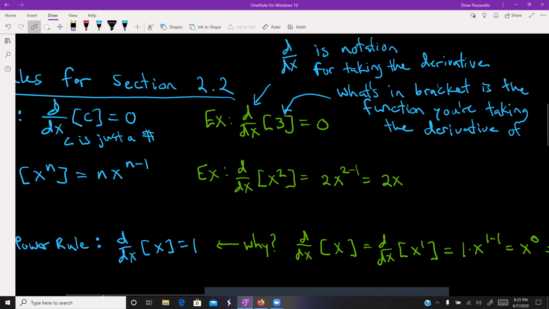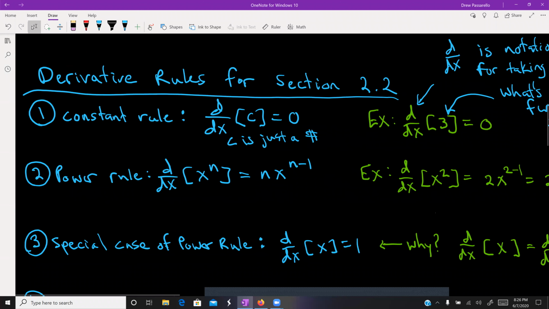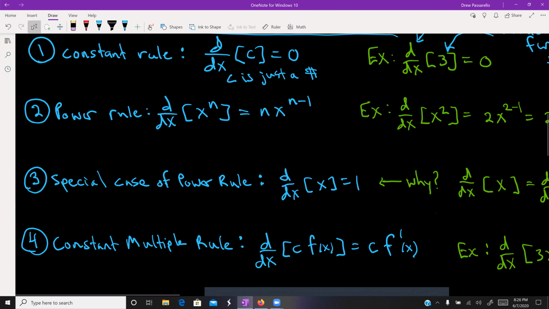For example, if I took the derivative of x squared, you drop the 2 down, so it becomes 2 times x, and then subtract 1 from 2, so 2 minus 1, which becomes 2x to the first power, or just 2x. There's a special case of the power rule, and that's the derivative of x.